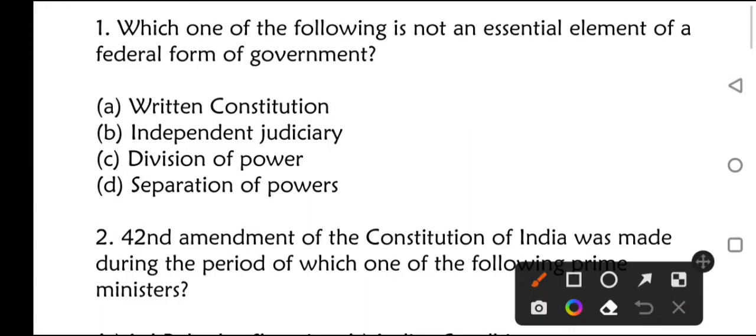Hello everyone. In this class we will discuss some selective questions from Indian polity, or we can say the Constitution of India. Okay, so let's start.